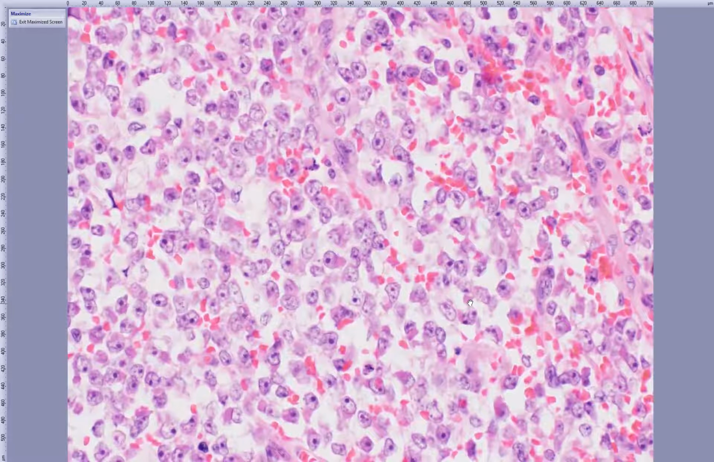Now, if rhabdoid tumor of kidney is anywhere on your differential when you're looking at a case, you must get an INI1. And that's really the hallmark of this tumor, that INI1 expression is lost by immunohistochemistry. So if we were to stain this, none of these nuclei would be staining with INI1. So that's an important thing to remember. This is one of those INI1 deficient tumors.